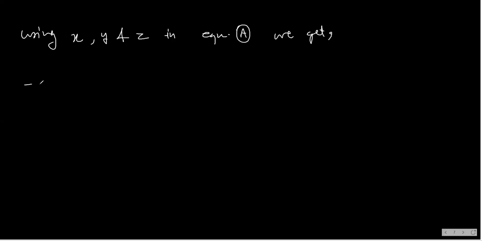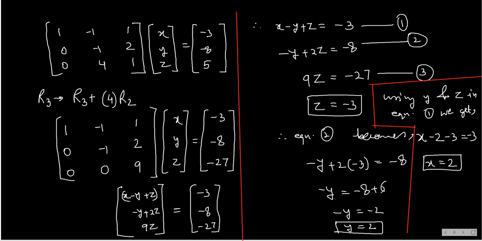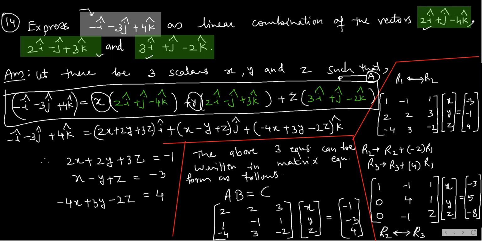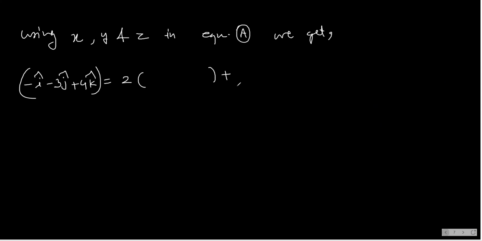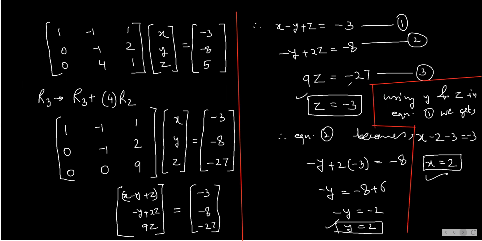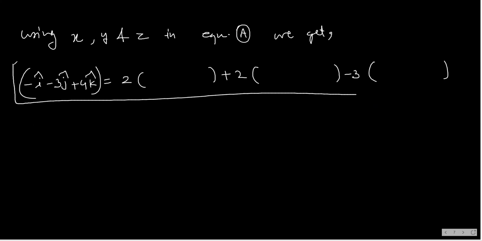So what you will write? Minus i cap minus 3j cap plus 4k cap equals, now you have found x, y, z, so you put the x, y, and z values here. x is 2, so 2 times the first vector, plus y, which is also 2, 2 times the second vector, and minus 3, that is minus 3 times the third vector. You write those 3 vectors here and the answer is complete.